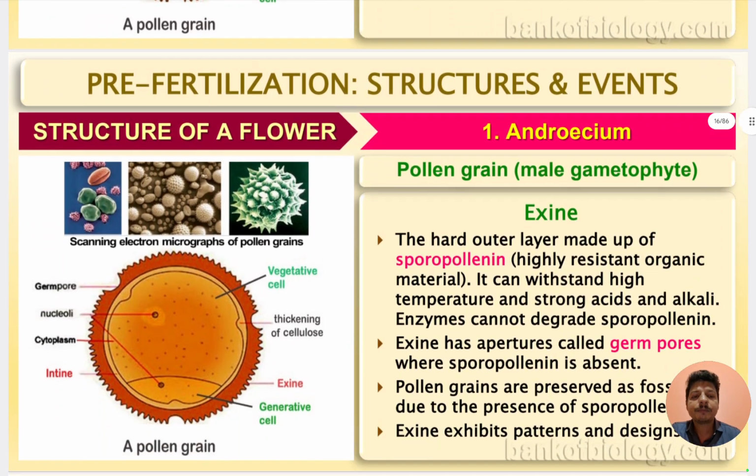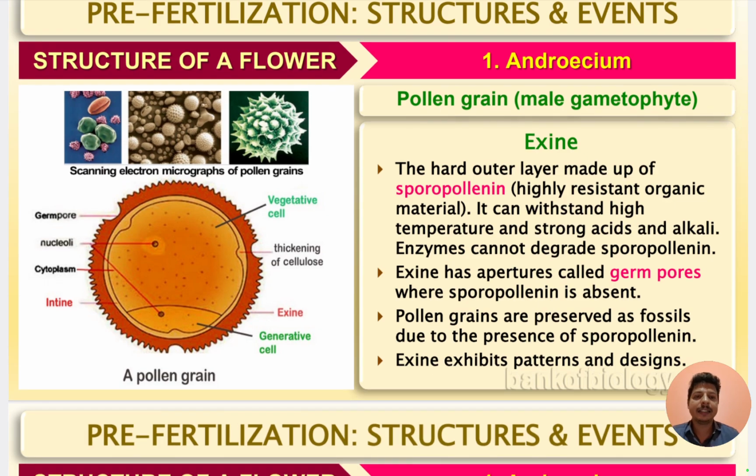Next, coming to the exine, the hard outer layer made up of sporopollenin. Remember the word sporopollenin. It is the most highly resistant organic material known. It can withstand high temperature, strong acids and alkali. Enzymes cannot degrade sporopollenin; there are no such enzymes.